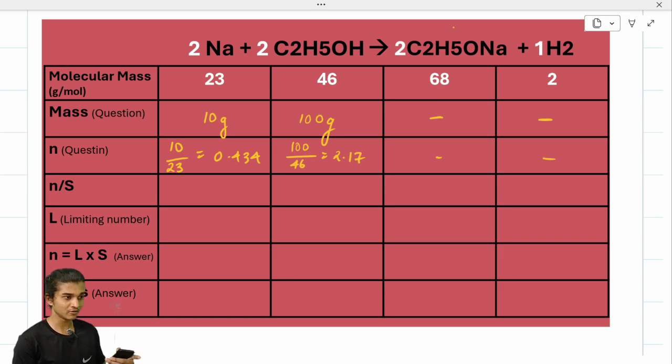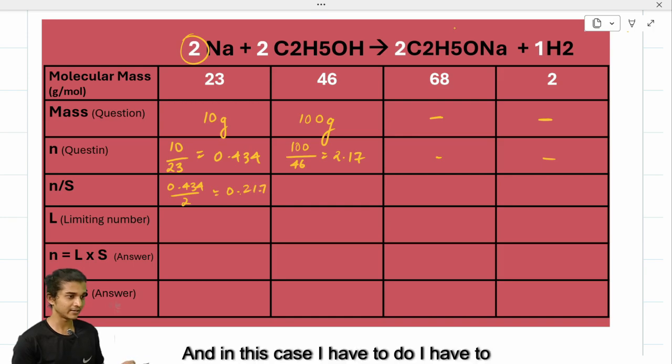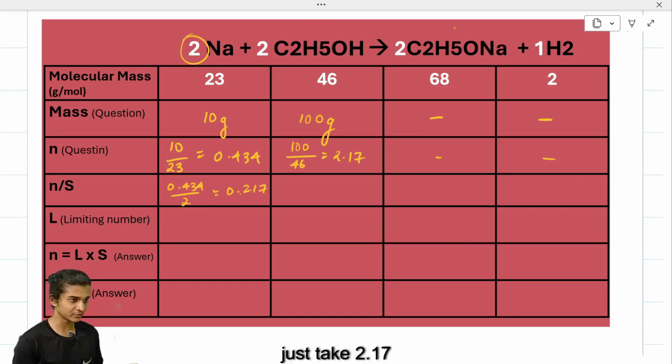Next, I'm supposed to do n divided by s. Now s in the first column is 2, so 0.434 divided by 2 is going to be 0.217. And for ethanol, the stoichiometry s value is also 2, so 2.17 divided by 2.